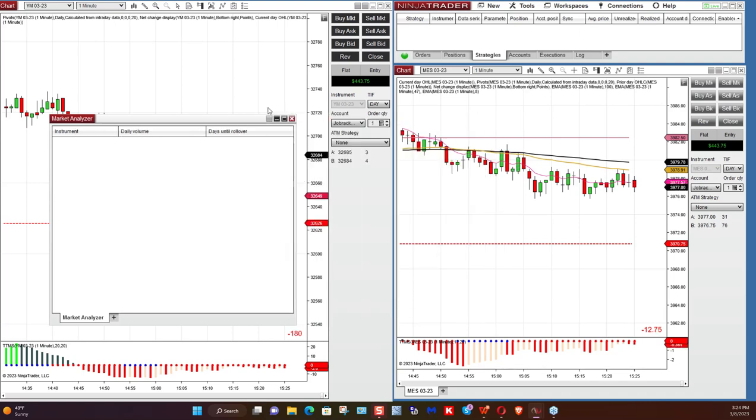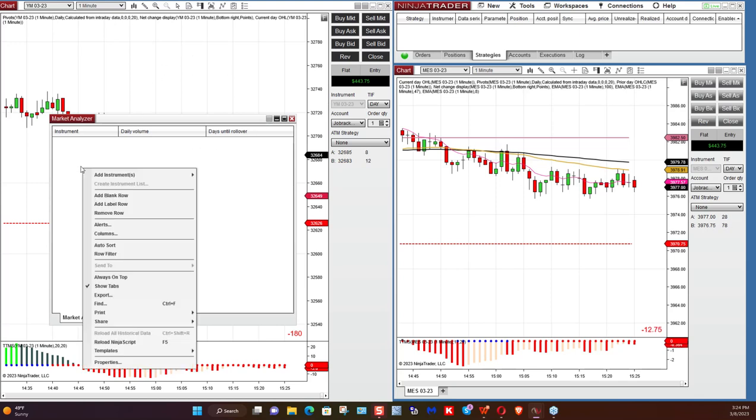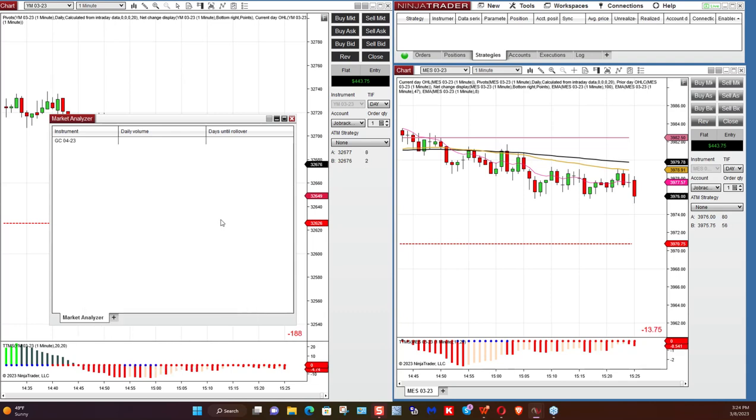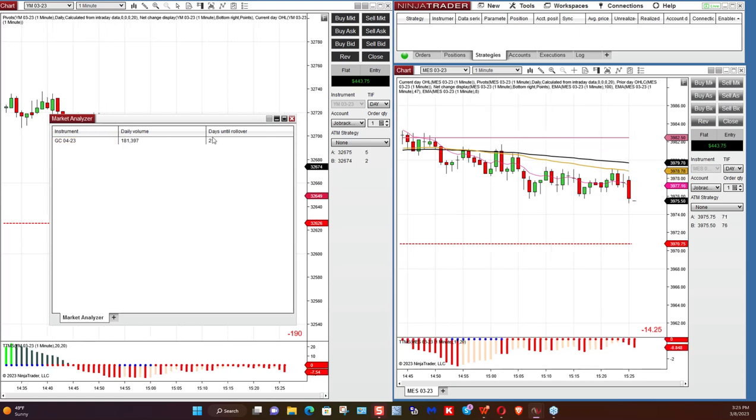All three, very useful. Right click it, add an instrument. Let's say you want to know if the instrument you're trading today has good volume. So maybe you're going to look at gold, GC 423. Add the instrument. It shows you today's daily volume and how many days until the next contract, the change in the contract. So clearly, we're in the right contract. There's plenty of days until rollover. Many contracts are 90 days, many are 30, but most of them are not a day or two.